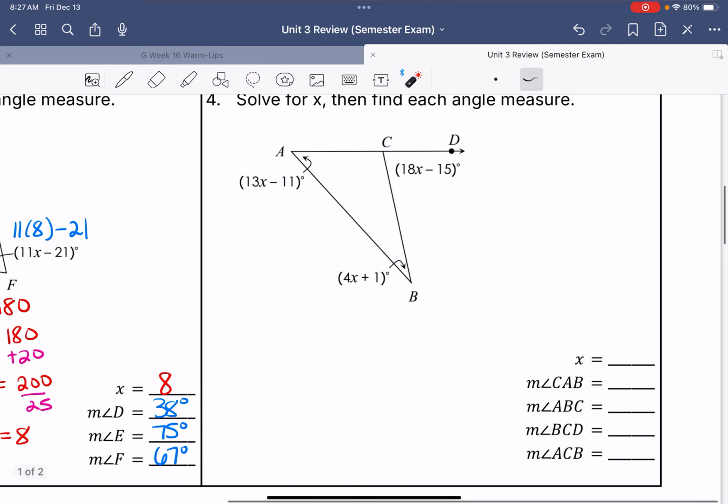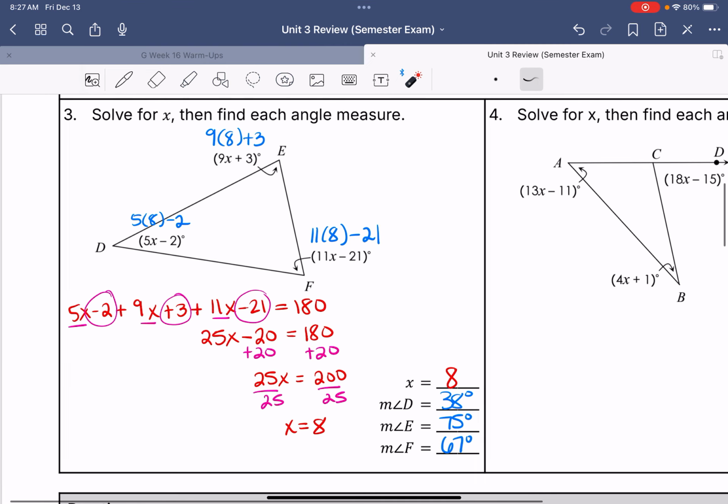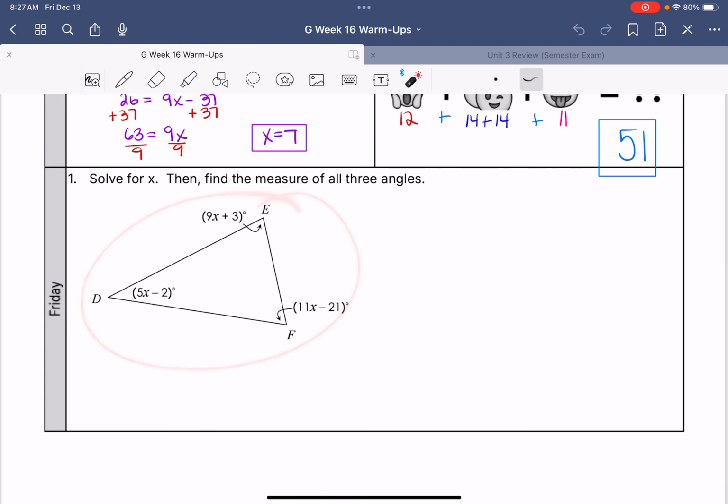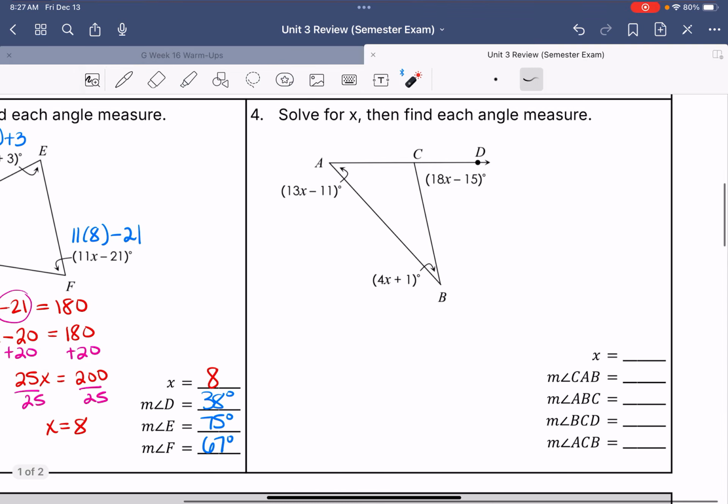Okay, and then the last one. Oh, by the way, before I forget, this problem is the last problem that's on the warm-up. It's the same exact one. So to finish the warm-ups for this week, make sure that you copy that over. Okay, solve for x, then find each angle measure.